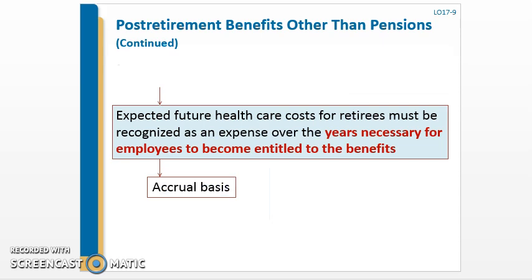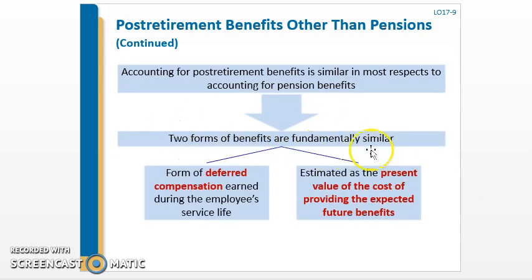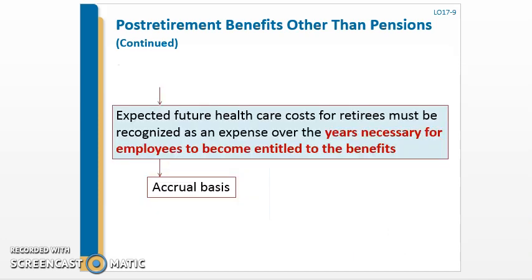They're fundamentally similar, which is what I was trying to say before. There's deferred compensation. The employee earns them during the time that they're working. So you have to accumulate the expenses all the way along, the same as you were doing for regular benefits. You're going to come up with the estimate of the present value of the cost of those benefits, and you're going to discount them back to today's dollars. So you're doing all the same kind of things.